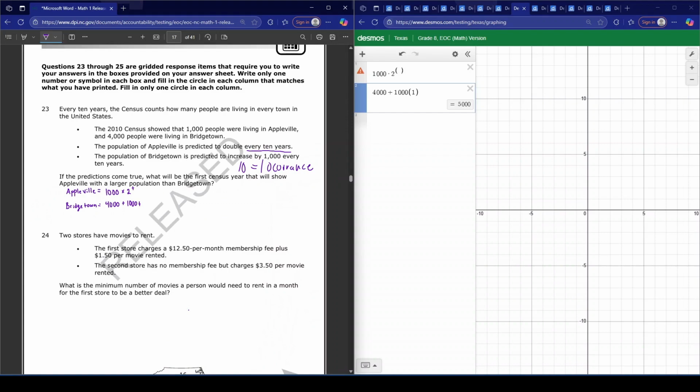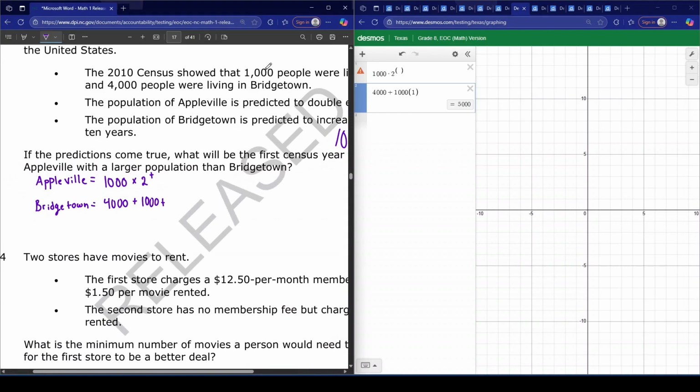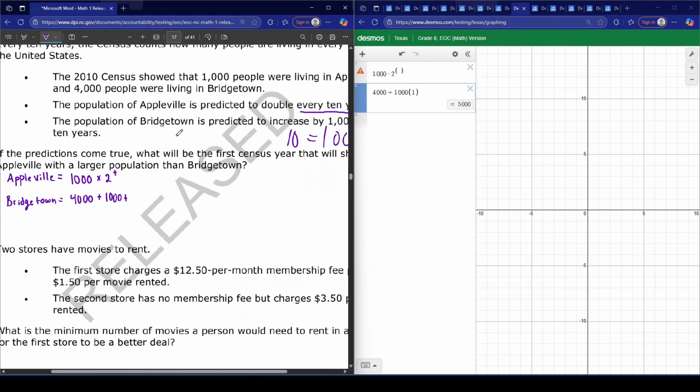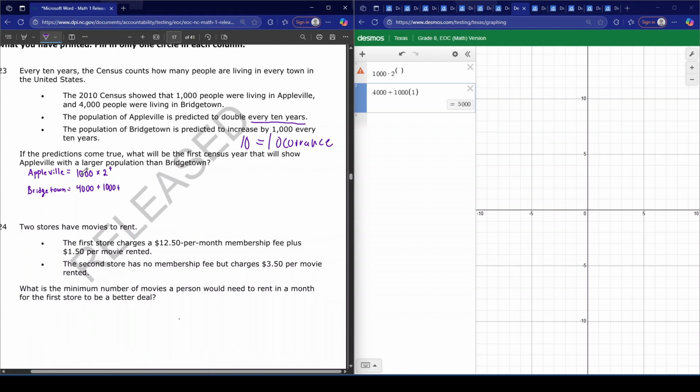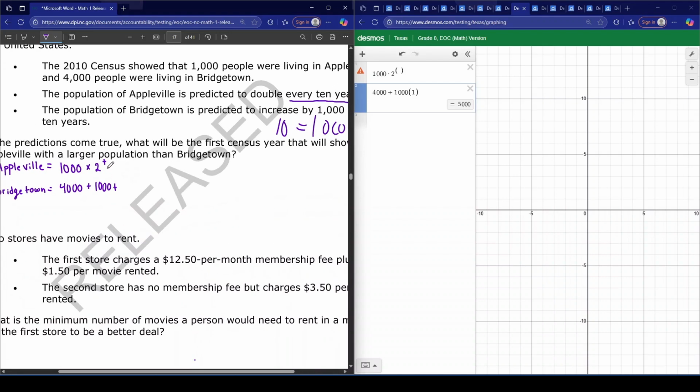So if we come here, these are the equations we will use, okay? So let's explain why. Appleville doubles its population, right? So 1,000 times 2, right? Every 10 years, so that's what we have is exponential over here. And Bridgetown has 4,000 people, base population, plus 1,000 extra members every 10 years, right? It increases by 1,000 every 10 years. So that's why we're not multiplying for Bridgetown and what we are for Appleville, okay? So be aware of that.